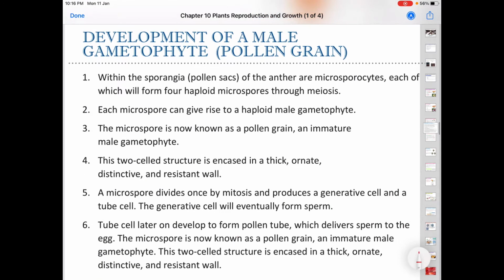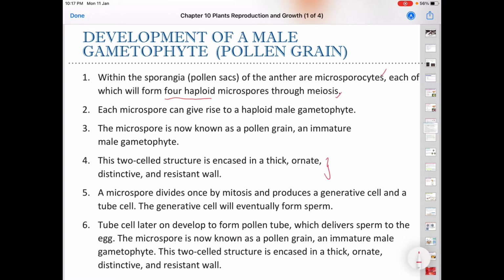These are the details on the development of the male gametophyte, or the development of the pollen grain. Within the sporangia, also called pollen sac, of the anther are microsporocytes. Each of them will undergo meiosis to produce four haploid microspores. Each of these microspores will give rise to a haploid male gametophyte. The microspore is now known as a pollen grain, which is an immature male gametophyte. This two-cell structure is encased in a thick, ornate, distinctive, and resistant wall. These are the characteristics of the pollen sac.